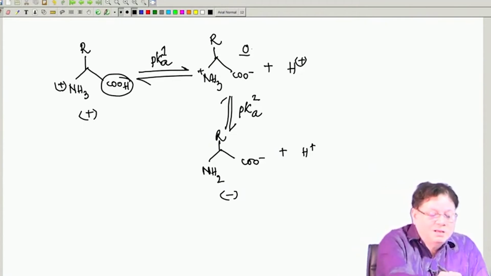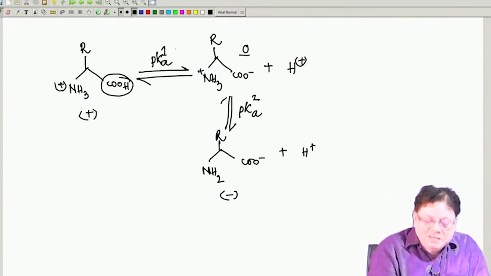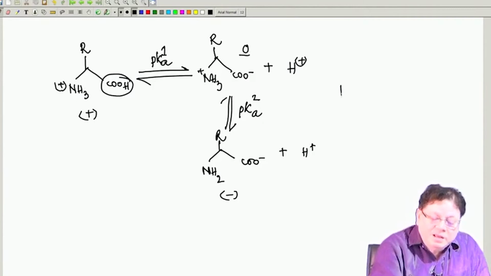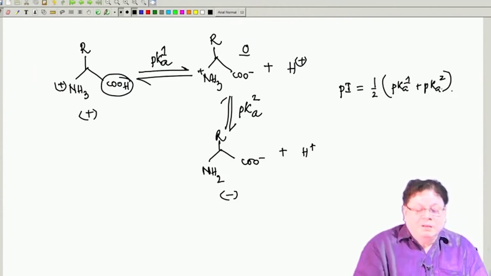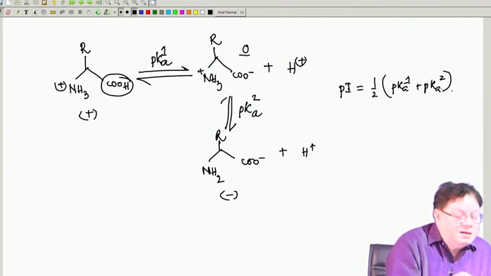I told you last time that there is a particular pH where this form is the dominant form, the form that is present, and which is electrically neutral, counterbalanced. This is called the zwitterionic form, and that pH is what is called the isoelectric point. And the isoelectric point, meaning the pH at which it is electrically neutral, is the average of pKa 1 plus pKa 2.